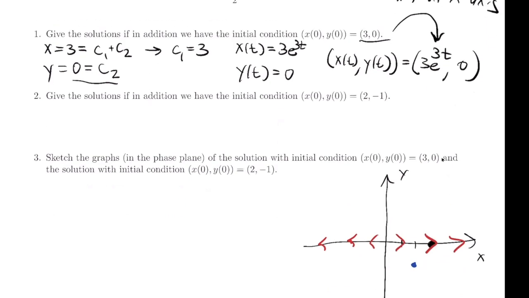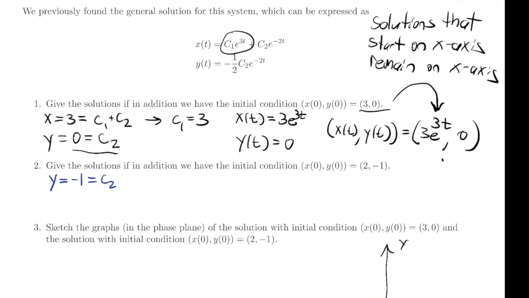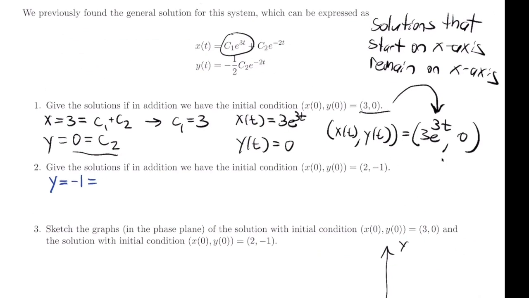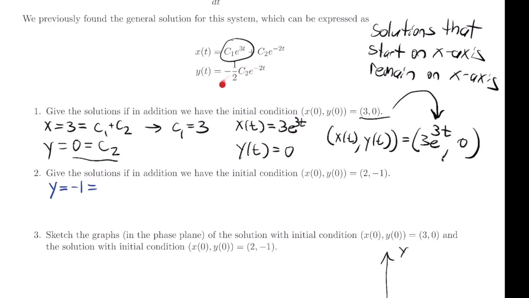And checking these conditions, we've got that y(0) should be -1. And when I evaluate that at 0, that tells me the value of C2. That's not right, excuse me. When I plug in 0 into this solution, we would get -1/2 C2.